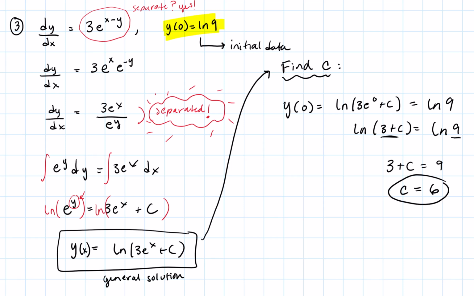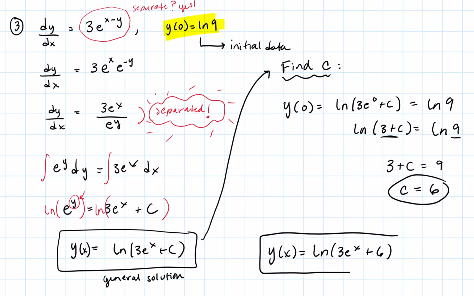And now, given that initial data, I can write my specific function that satisfies this differential equation. y of x is the natural log of 3e to the x plus 6. And that is my solution to this differential equation, which is an initial value problem.